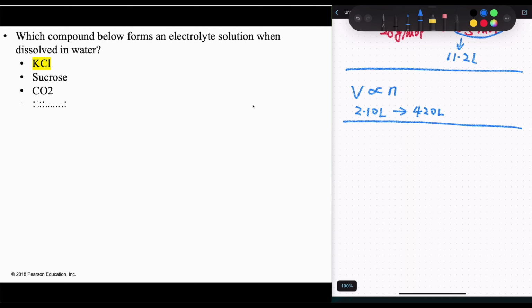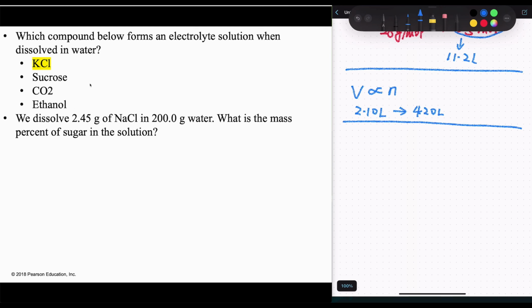This question is asking you which compound below forms an electrolyte solution when dissolved in water. The correct answer will be potassium chloride, because potassium chloride will completely dissociate into potassium ion and chloride ion. The other three choices, sucrose, carbon dioxide, and ethanol, stay as molecules. They don't change into ions, so they are not electrolytes.